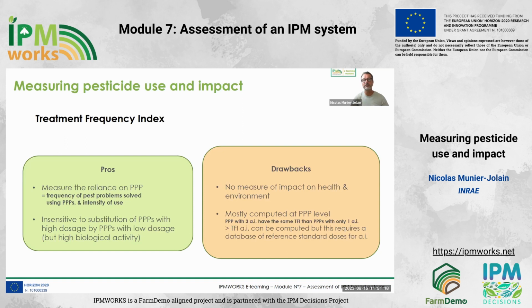One drawback, which is sometimes highlighted, is that the treatment frequency index is most often computed at the plant protection product level, meaning that, for example, one plant protection product that would contain 3 active ingredients could have the same TFI as a plant protection product with only 1 active ingredient. This problem could be solved by computing a treatment frequency index at the level of active ingredients. This could be done, but this would require a database of reference standard doses for each active ingredient on each crop.